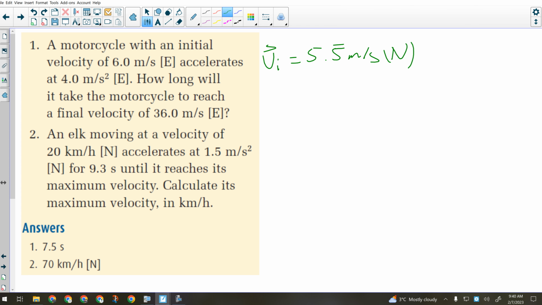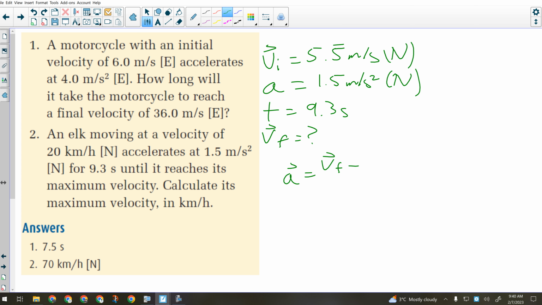It accelerates at 1.5 meters per second squared, also north, for the next 9.3 seconds. We are looking for the final velocity of the elk. So I can see that this is the formula I'm going to have to use because I'm looking for VF. I have acceleration, initial velocity, and time. I need to manipulate for VF, which means I move T first because it's not attached. Then I add VI to both sides, and that solves for VF. When I plug in my numbers, that's the 5.5 plus 9.3 times 1.5.